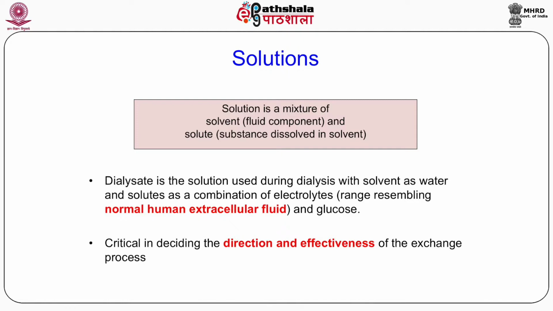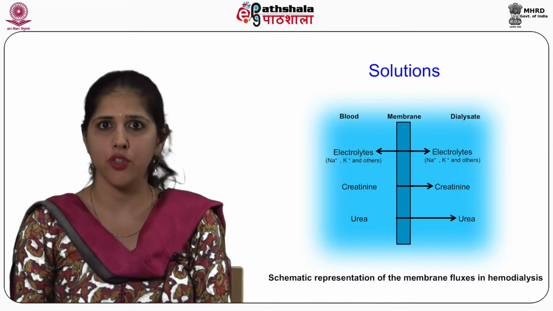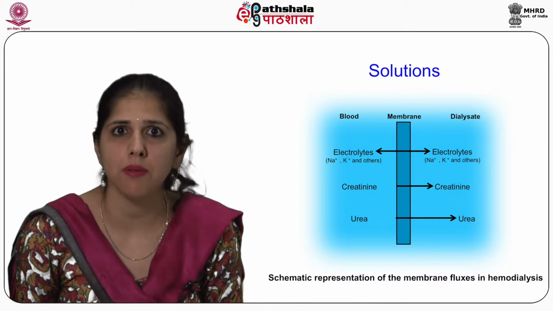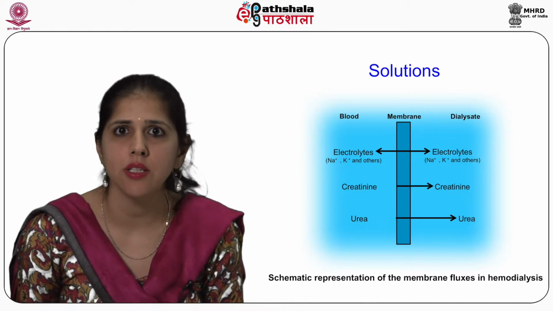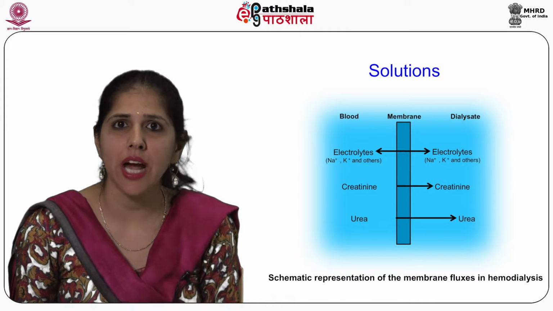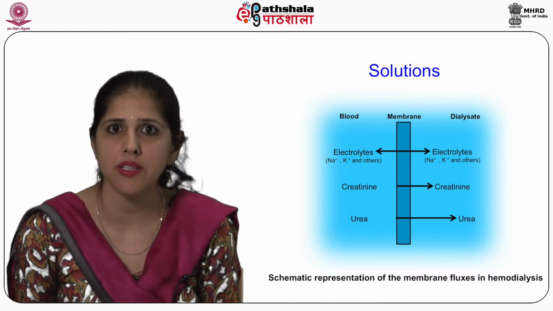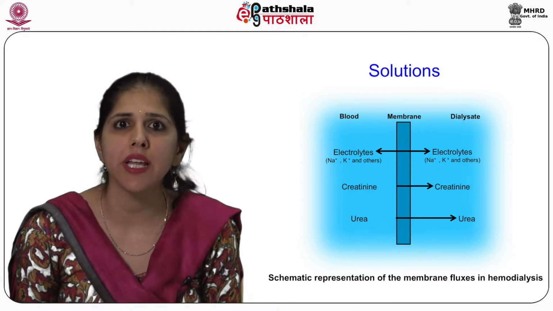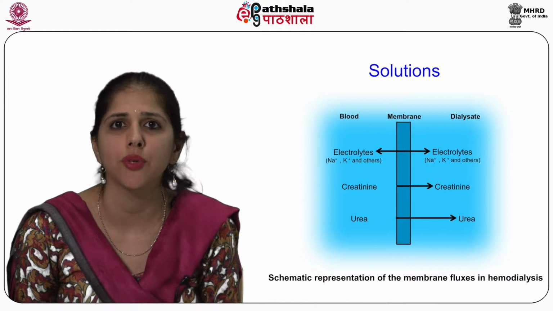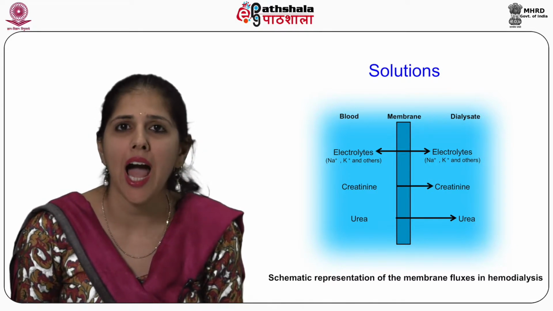The important thing here is that the dialysate solution should be similar to the extracellular fluid concentration, and this concentration basically decides the direction of the process of exchange across the semi-permeable membrane and also how effective this exchange is. As you can see in this picture, the semi-permeable membrane separates the two compartments of blood and dialysate solution. Because the dialysate solution does not have the waste products which are present in the patient's blood, this ensures complete removal of the waste products from the patient's blood into the dialysate solution, as depicted by the arrow.